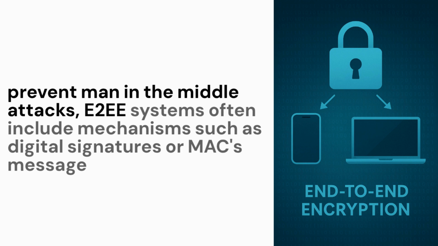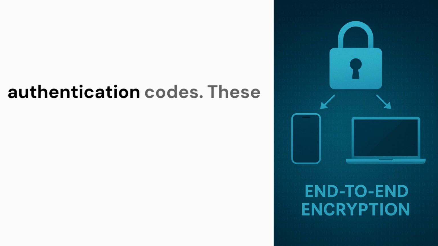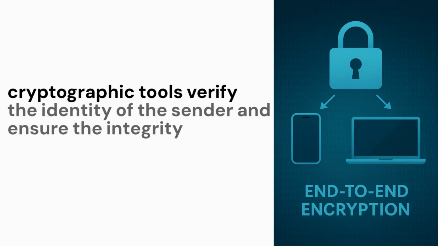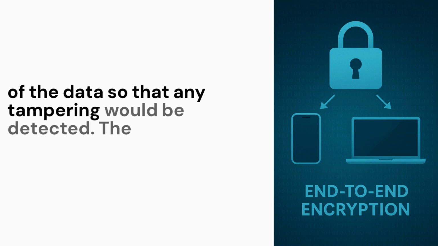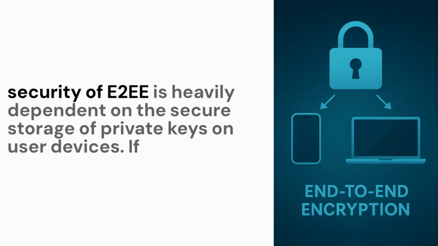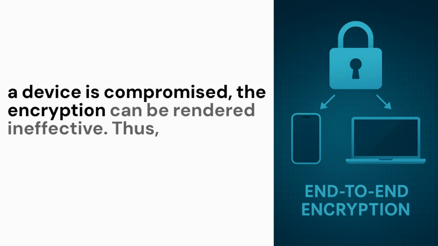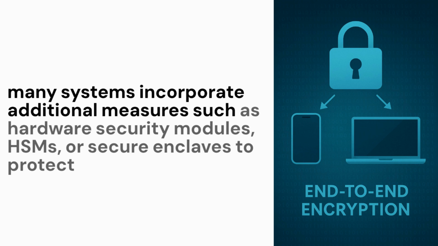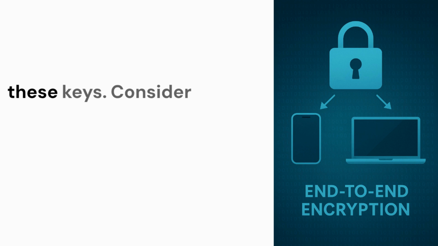To prevent man-in-the-middle attacks, E2EE systems often include mechanisms such as digital signatures or MACs, message authentication codes. These cryptographic tools verify the identity of the sender and ensure the integrity of the data so that any tampering would be detected. The security of E2EE is heavily dependent on the secure storage of private keys on user devices. If a device is compromised, the encryption can be rendered ineffective. Thus, many systems incorporate additional measures such as hardware security modules, HSMs, or secure enclaves to protect these keys.